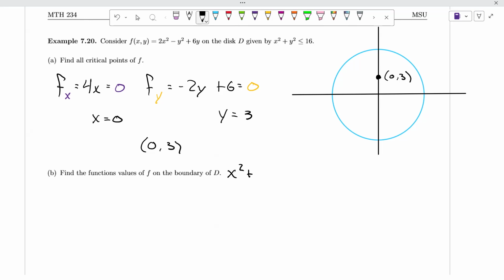I need to come up with the boundary curve. The boundary of this function is x squared plus y squared equals 16. Right, the region itself is the inequality, less than or equal to 16, but the boundary curve is the part where it's equal to 16. And I don't have any linear x terms in my function. I just have x squared minus y squared minus 6y, which means I could just replace x squared with 16 minus y squared.